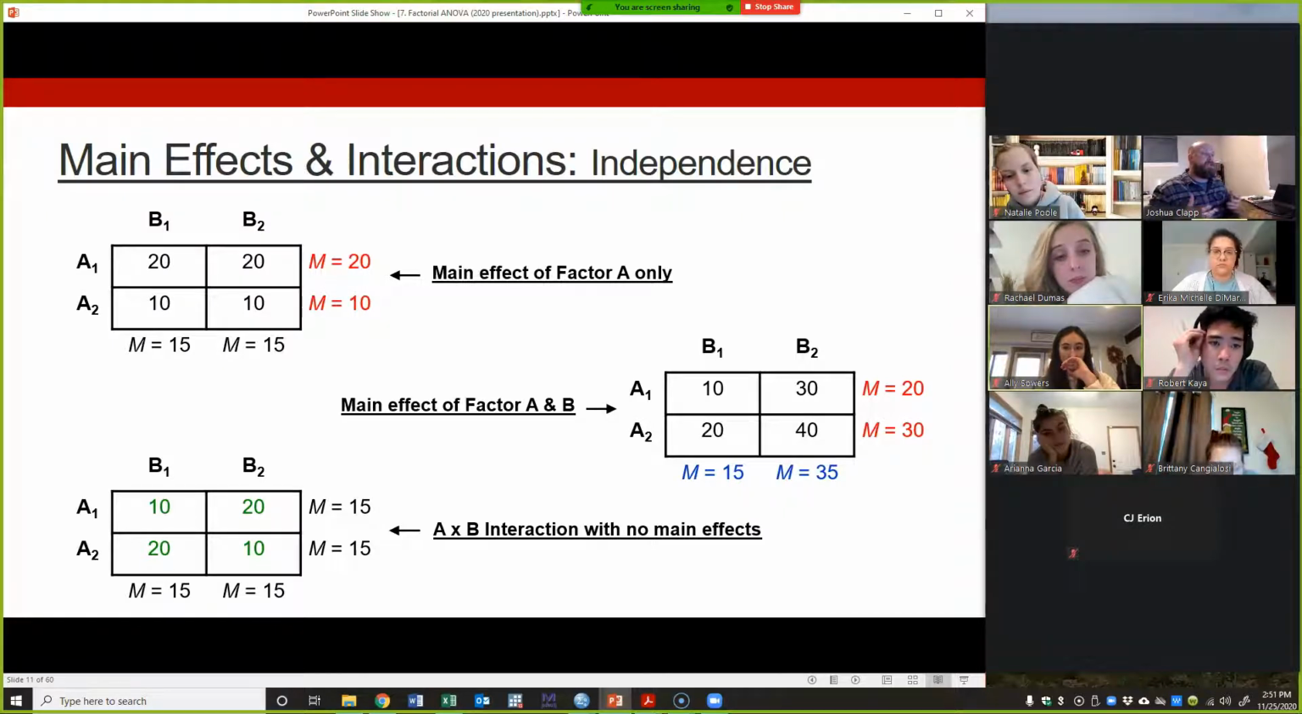And so this is where these designs start to become important, where we're starting to look at the conditional effects of A on my outcome at different levels of factor B, or conversely, the differing effects of B on my outcome based on levels of factor A.